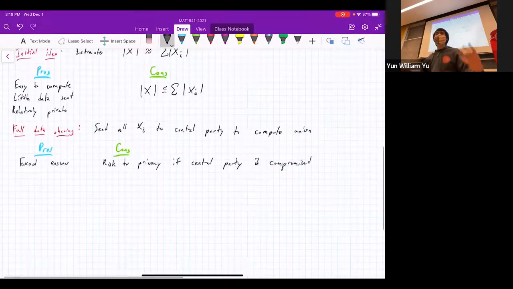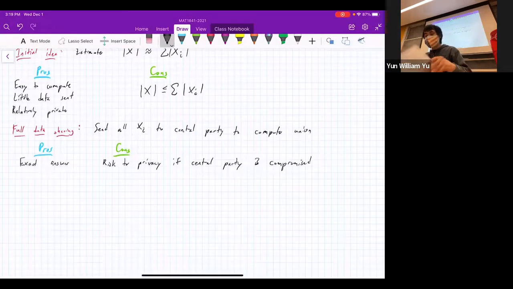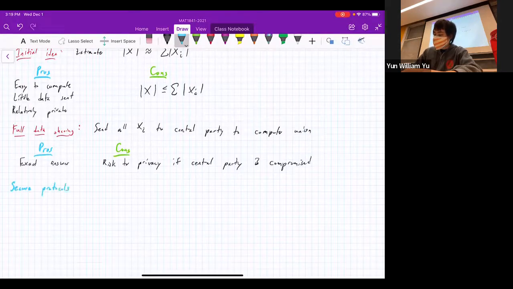Okay, so those are the two sort of naive protocols. Let's talk a little bit about the more private solutions for this kind of thing. So let's talk about secure protocols. And what secure means, of course, varies depending on your threat model and what exactly you're trying to do. But there are a number of different ways you can approach this.